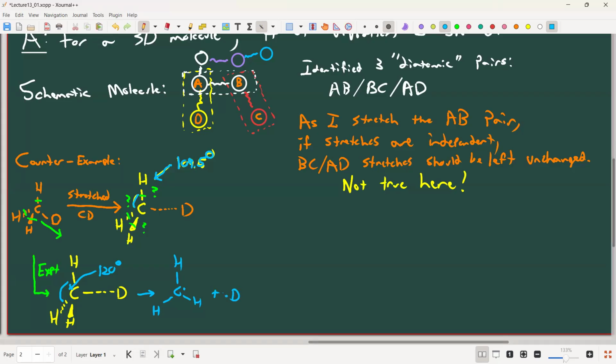By definition, these bonds are now different. This is a completely different molecule than this. All right, so what that means is that the vibrations of these have to be different than they were before.